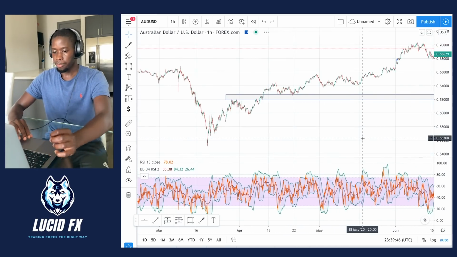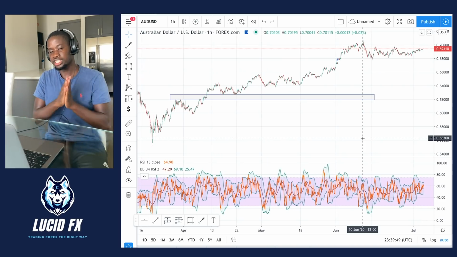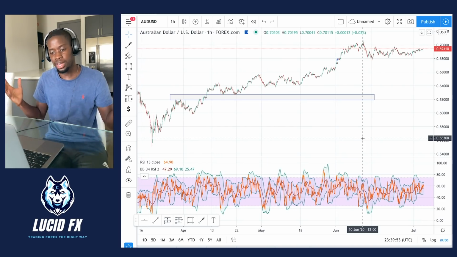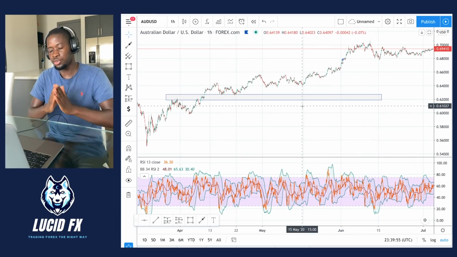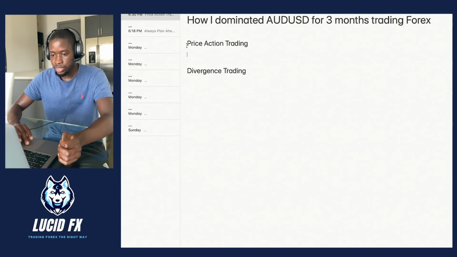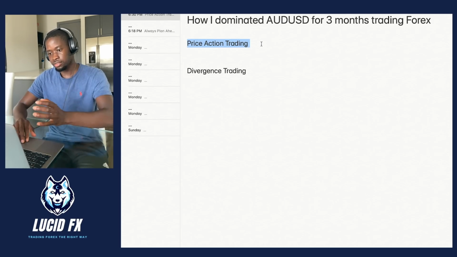So now AUDUSD is still on an uptrend. So obviously, what am I looking for, guys? I'm still looking for buys. I'm still looking for buys to go with the trend because we are trading price action as of now, right?